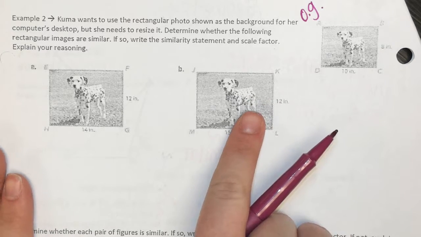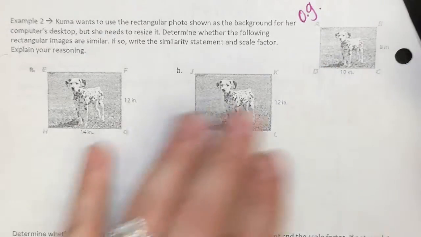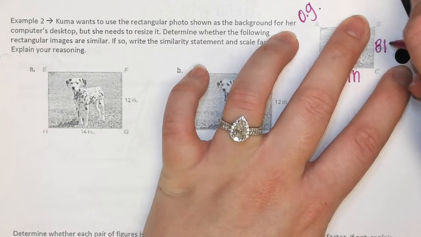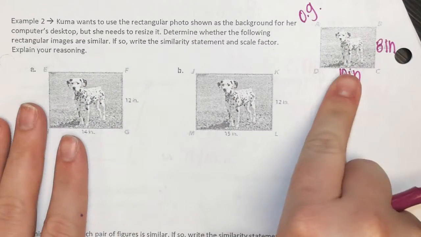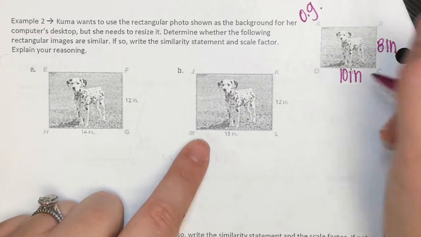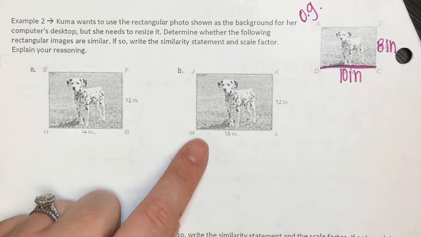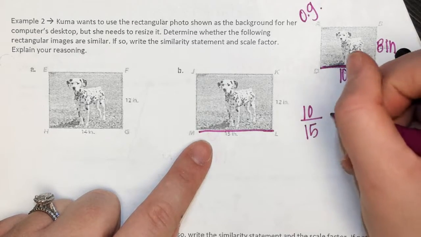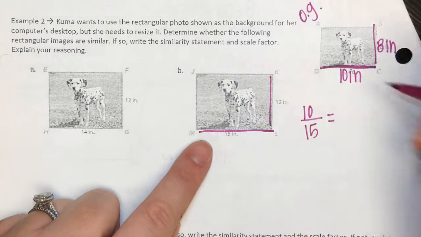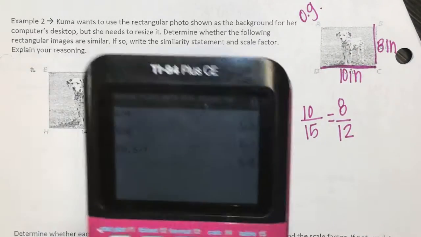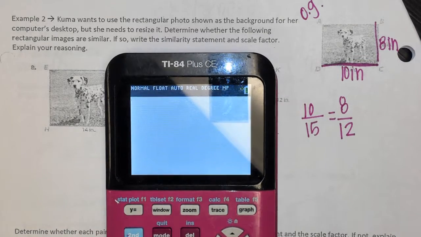Okay? Okay, so the scale factor. This side right here is 10 inches, and this side right here is 8 inches. To determine whether this is similar to either one of these, their scale factors have to be the same. So I would have to set this bottom piece to this bottom piece. So I'd say 10 is to what? 15. And then the side to the side. So 8 is to 12. So plug that in your calculator. 10 divided by 15.